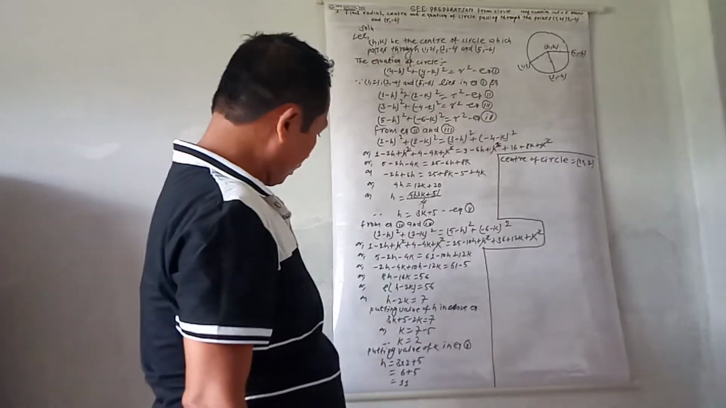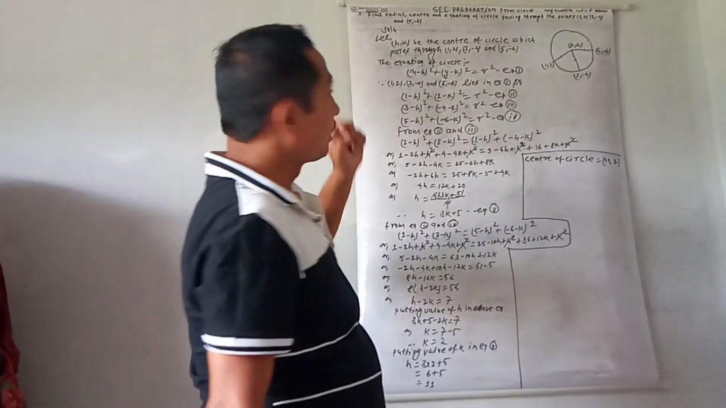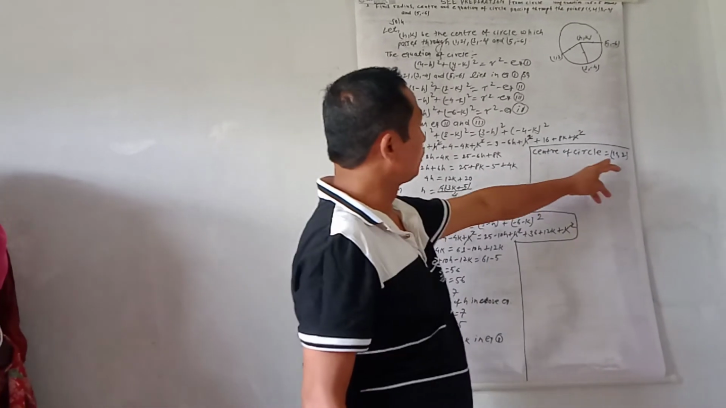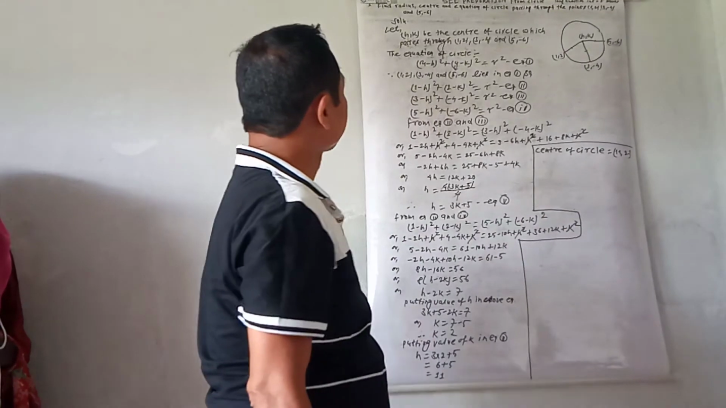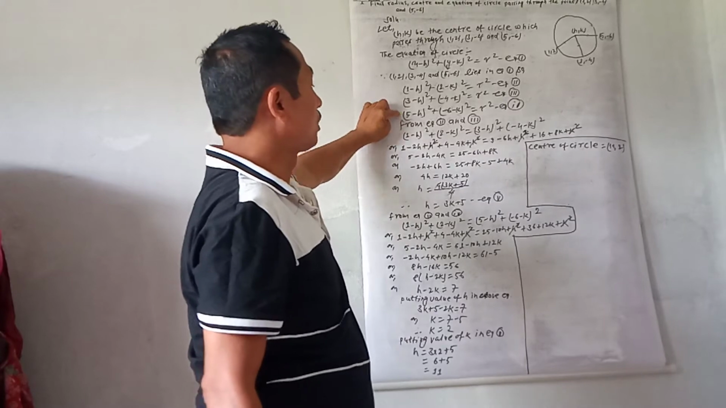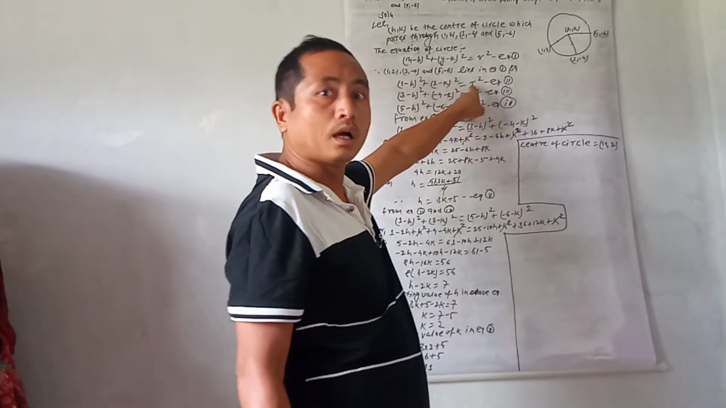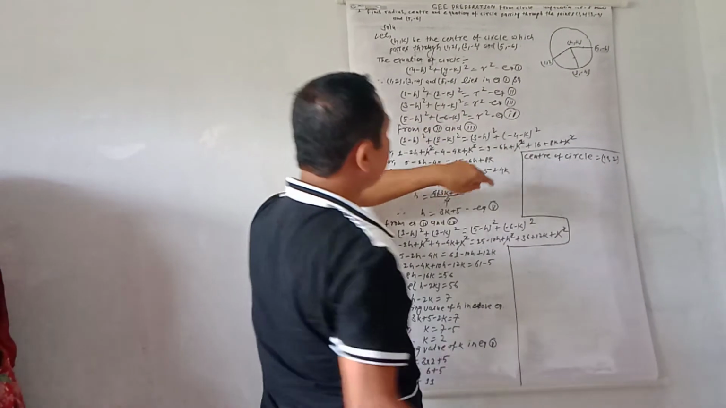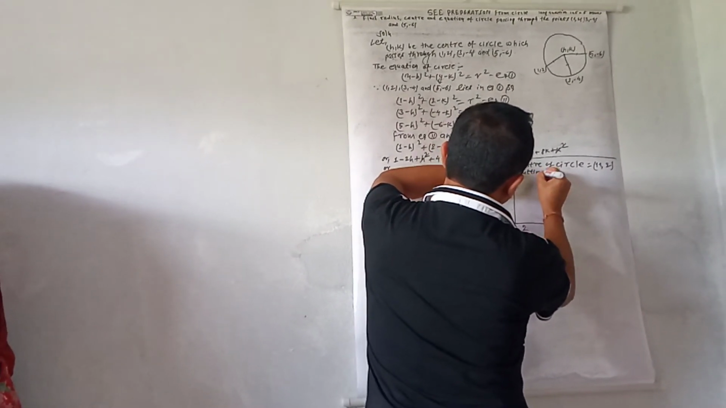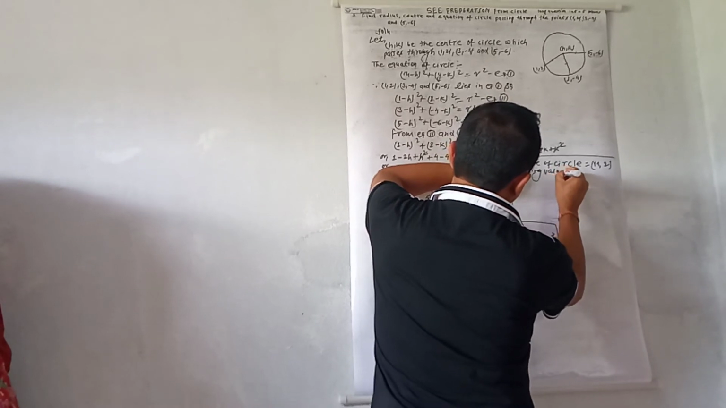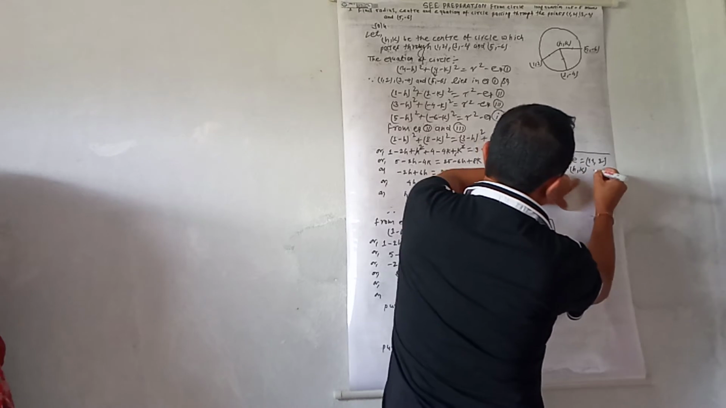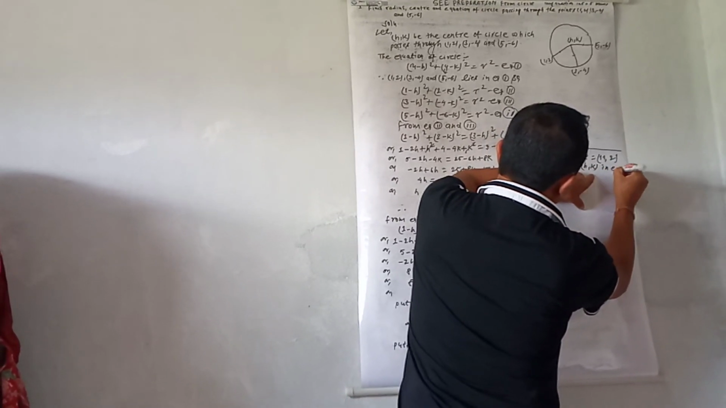Now we have to find the radius. To find the radius, we should put the value of h, k in any equation, either in second, third or fourth. We can find the value of r, means radius. So putting value of h comma k in equation second.